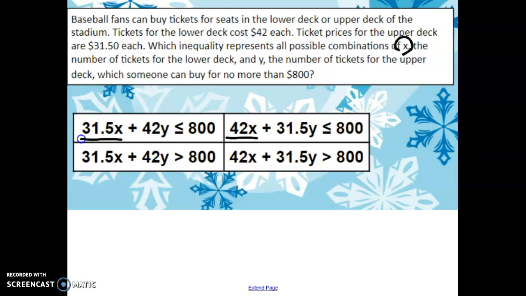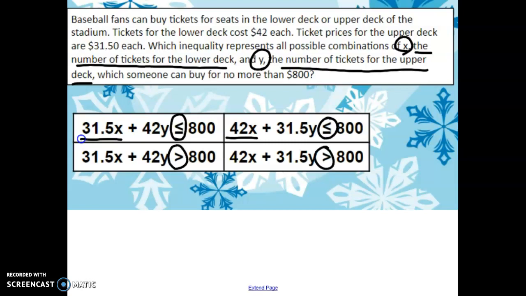It says x is the number of tickets for the lower deck and y is the number of tickets for the upper deck. So that should help you determine which one should go with the x and which number should go with the y. But then you also have to look, am I going to use less than or equal to, like the top two, or is it going to be greater than, like the bottom two? Okay, the word you're looking for is this bottom one.